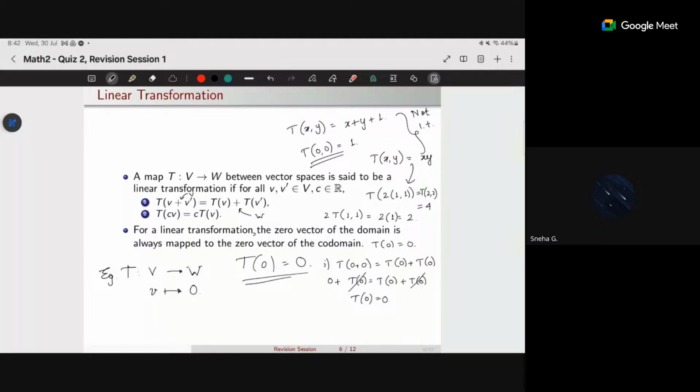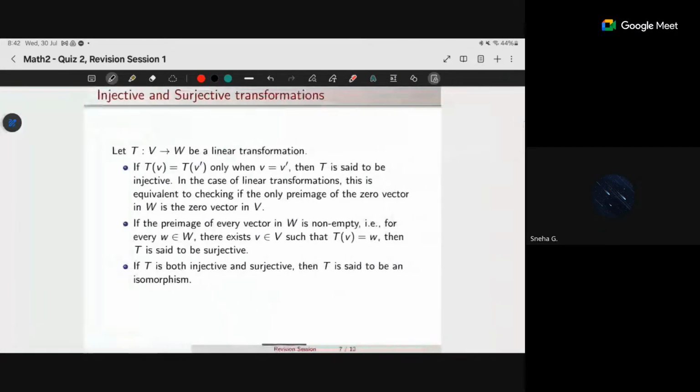But when a linear transformation is injective or surjective is interesting, and for linear transformations, at least for injectivity, there is a more specific condition. In general, for a function between two sets, how do you formulate injectivity or one-oneness? You say that T of V is equal to T of V prime happens only when V is equal to V prime.